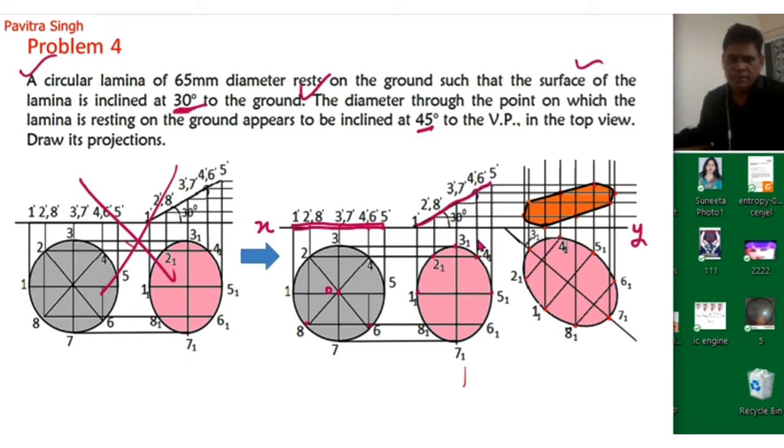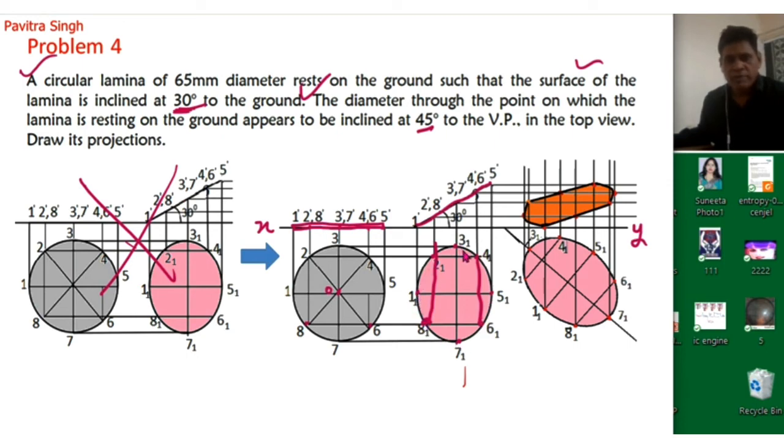Vertical line from point 6 dash, this line. Okay, horizontal line from point 6. So we will get this point 6 1. Horizontal line from 7, vertical line from 7 dash. So this will be 7 1. Similarly, horizontal line from point 8 and vertical line from point 8 dash. So this will be point 8 1. Okay, so now we are having 8 points 1 1, 2 1, 3 1, 4 1, 5 1, 6 1, 7 1.